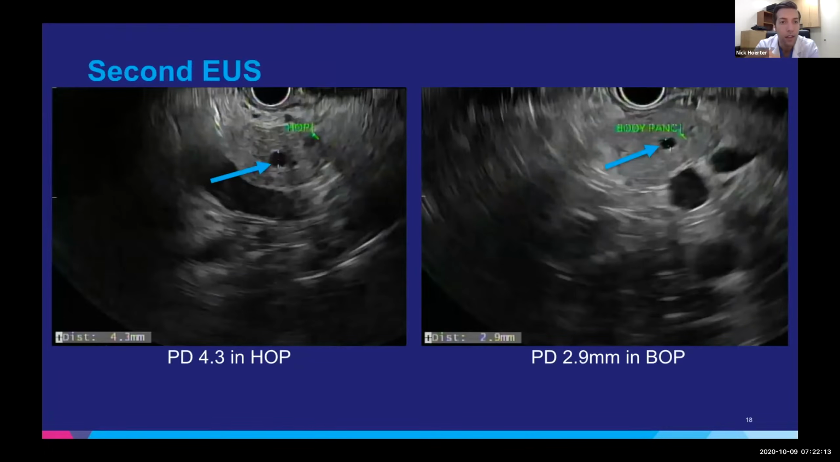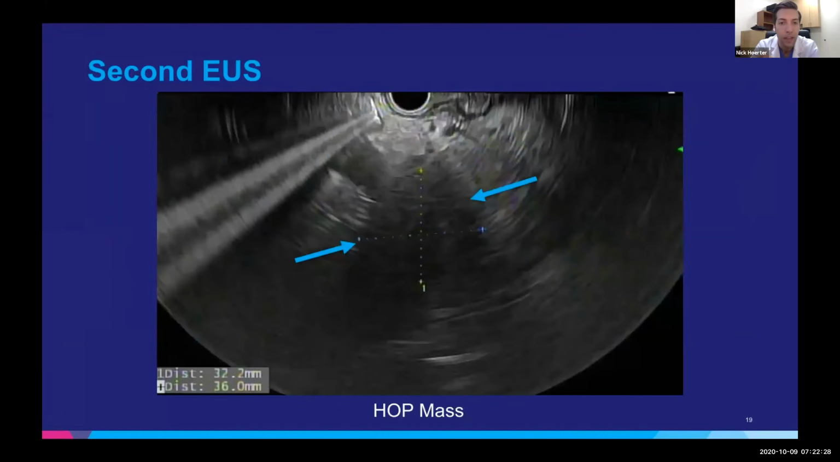So on the EUS, actually there's been some progression in some areas. The pancreatic duct was more dilated. Last time was 3.5, now it's 4.3, and it was 2.9 in the body, which is again a little bit above what we would expect in the body of the pancreas. And there's still a persistent mass. It's maybe a little hazier in this picture. Sometimes that's just imaging quality, but it's definitely still present, notable.